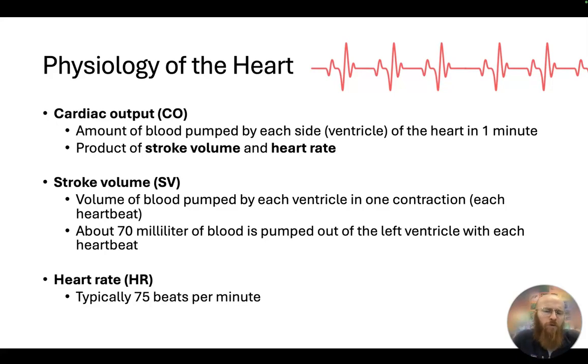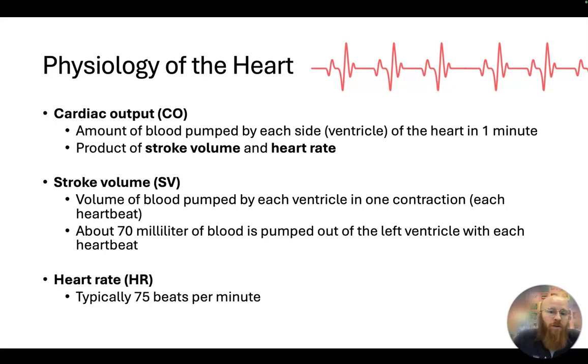When I refer to stroke volume, this is going to be the volume of blood pumped by each ventricle in a single contraction. So every heartbeat, how much blood in milliliters am I actually pumping out of, in this case, let's just say the left ventricle to all of the body's tissues? How much blood is actually being pumped with each heartbeat? That is our stroke volume. So a single stroke, single contraction, how much volume do we supply?